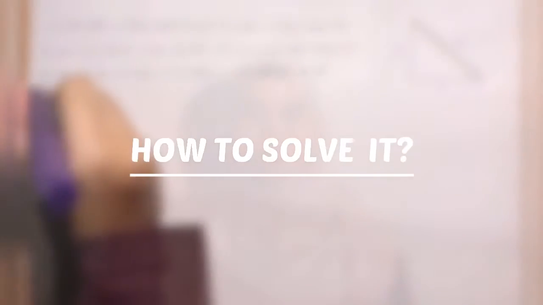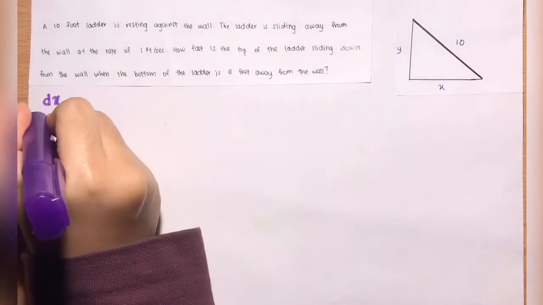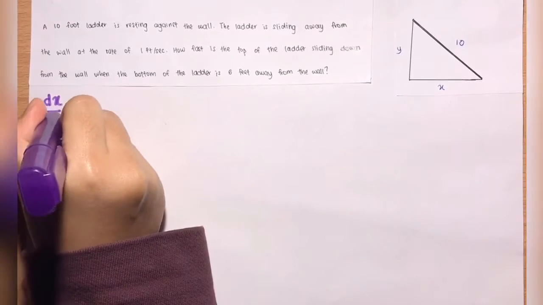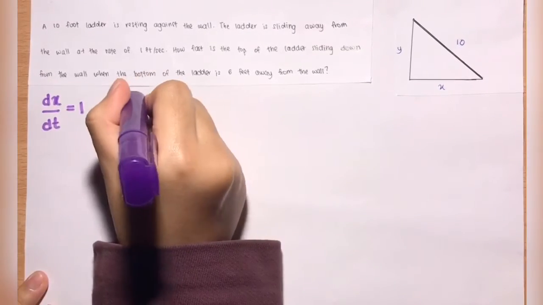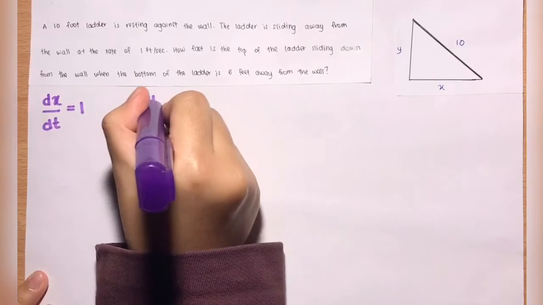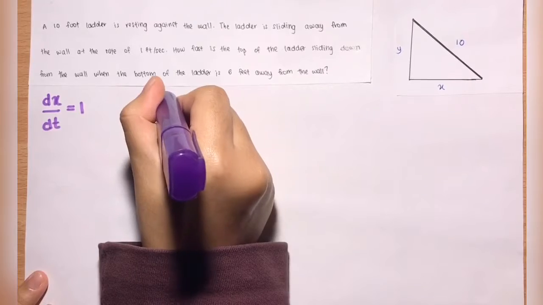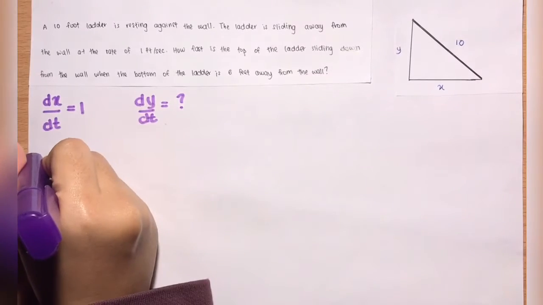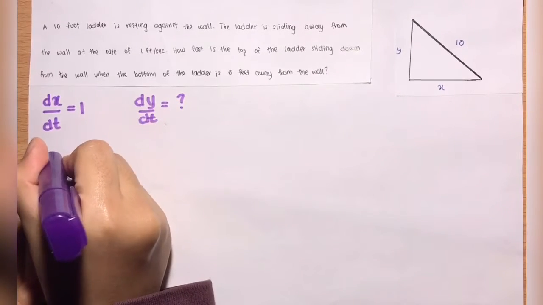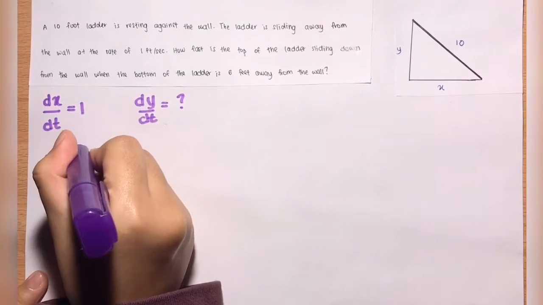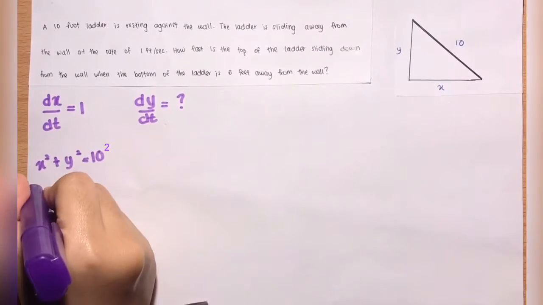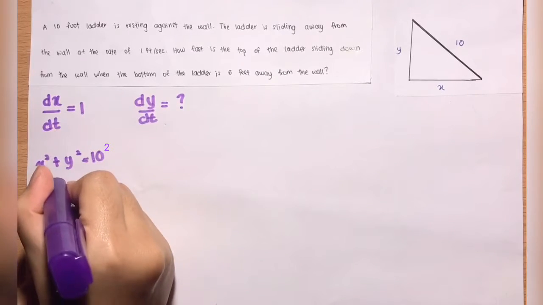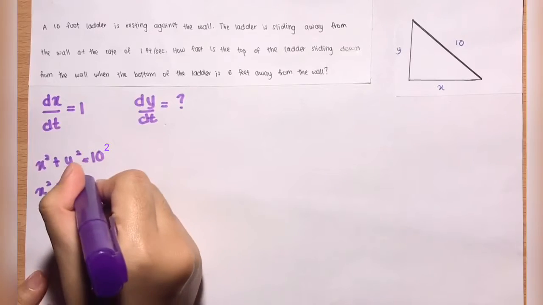Hi, it's Anis, and my friend Izwan and I are going to explain the second problem of related rates, which is the ladder problem. Let's go. From the question, we can gather that dx over dt equals 1, and that we have to look for dy over dt. Looking at the picture on the right, you can see that it forms a triangle, which means we can use the Pythagorean theorem. That gives us x squared plus y squared equals 10 squared, so x squared plus y squared equals 100.